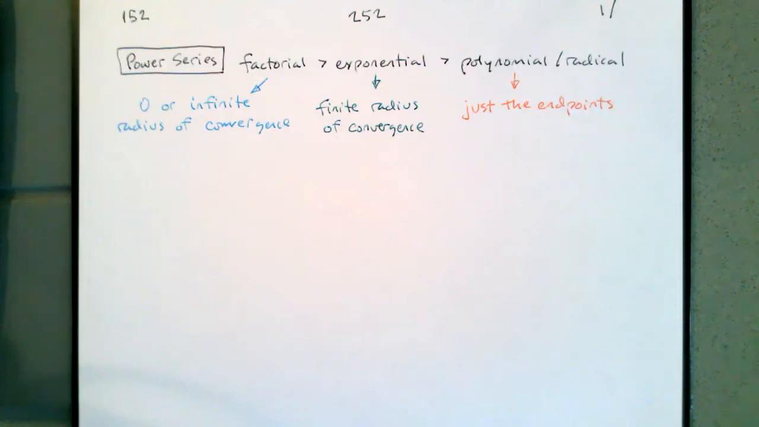When we plug in the endpoints that we get from the ratio test, we're looking at the points that the ratio test is blind to. So that's when the polynomial and the radical stuff will come into play. And we're just trying to determine if those endpoints should be included or not included.